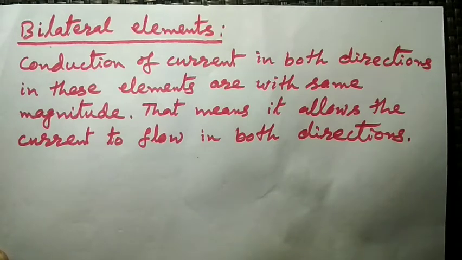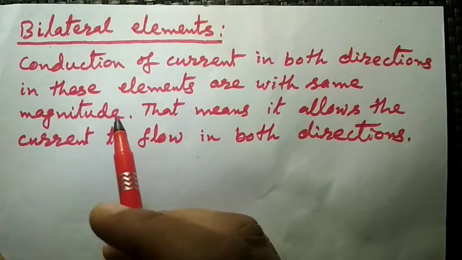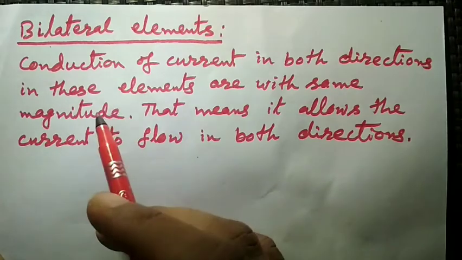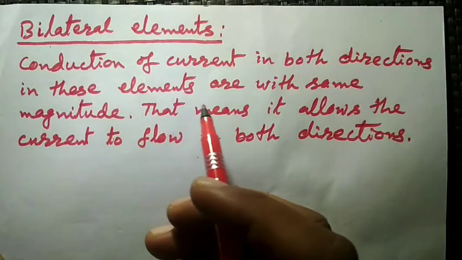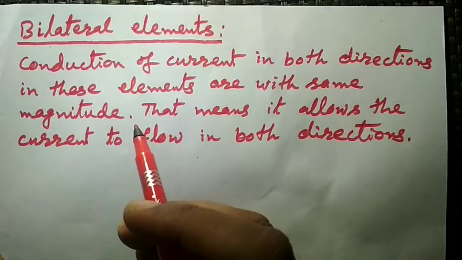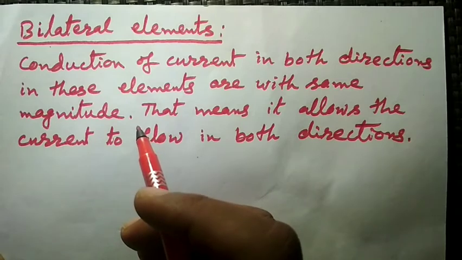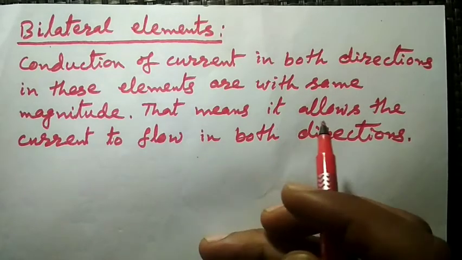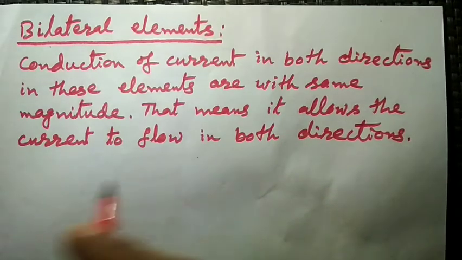The next terms are the bilateral and unilateral elements. First of all, we will consider the bilateral element. In a bilateral element, the conduction of the current in both directions is with the same magnitude. These are called the bilateral elements. That means it allows the flow of current in both directions.